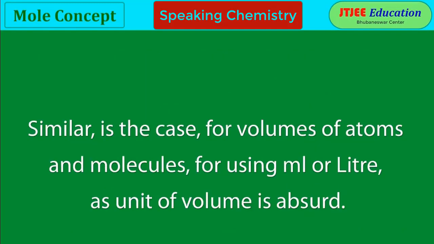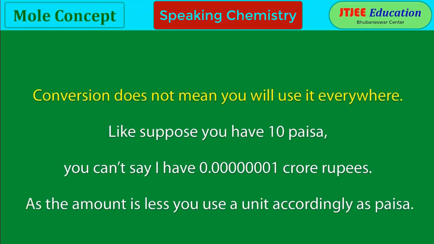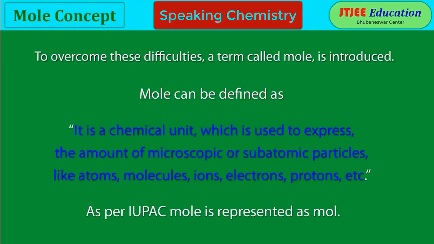Similar is the case for volumes of atoms and molecules. Using ml or liter as a unit of volume is absurd. Conversion does not mean you will use it everywhere. Like suppose you have 10 paisa, you can't say I have 0.000000001 crore rupees. As the amount is less, you use a unit accordingly, such as paisa. To overcome these difficulties, a term called mole is introduced.